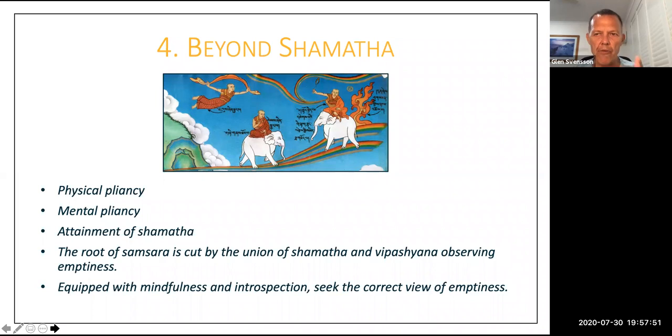But to directly realize this emptiness, we need a very stable, clear, focused mind. We need the mind of shamatha. Anything less than that, at best, we can have a taste of emptiness, but we won't be able to fully penetrate. We won't be able to have a direct realization of emptiness, which is what is required to eliminate mental afflictions and suffering and to go beyond samsara.